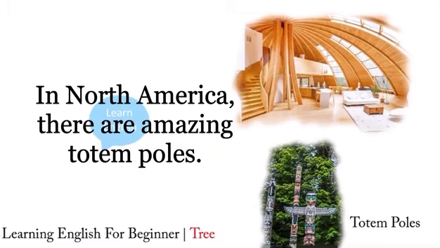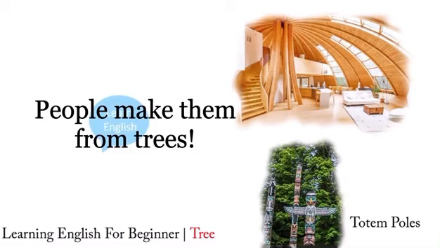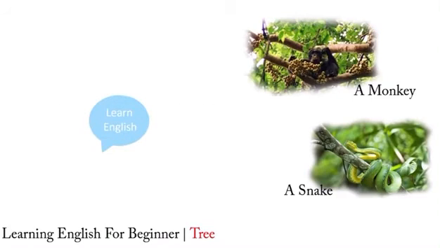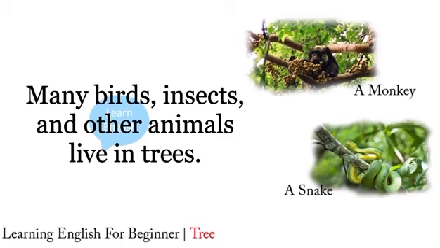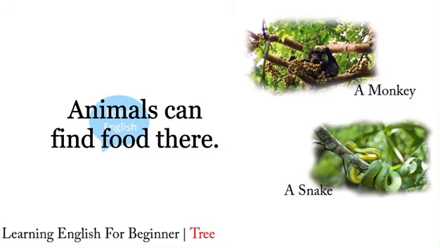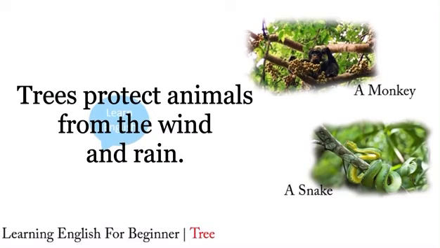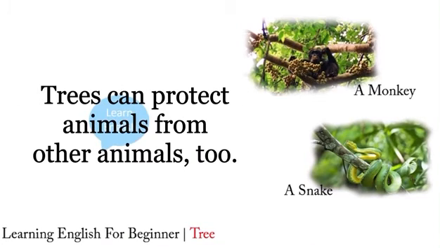In North America, there are amazing totem poles. People make them from trees. Many birds, insects, and other animals live in trees. Animals can find food there. Trees protect animals from the wind and rain. Trees can protect animals from other animals, too.